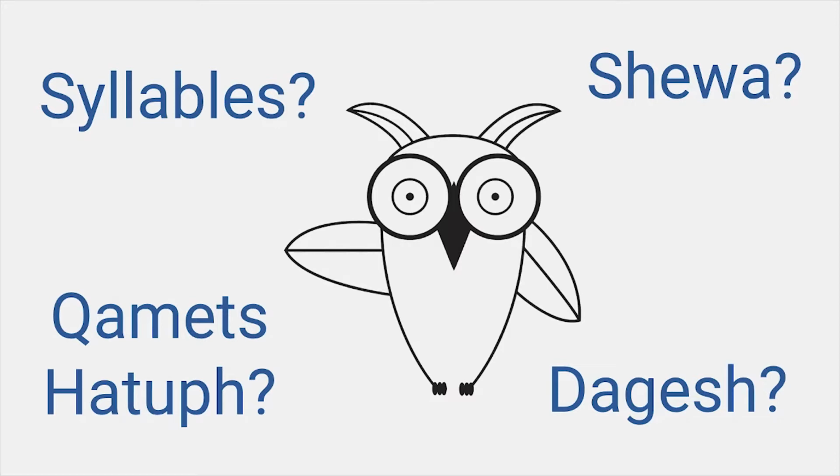And it is probably easiest to start with a discussion about the Dagesh. So let's have a look at those little dots in the middle of consonants.